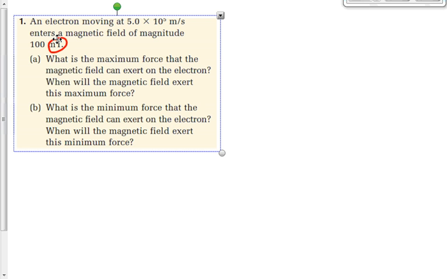This isn't even really a cathode ray tube question, right? It's more of just a magnetic fields and forces question from two units ago. That's okay. It's a good review for us, and since we use magnetism in this unit quite a little bit with the cathode ray tube, it's not a bad idea to go back and review that stuff. What's the max force and the min force?